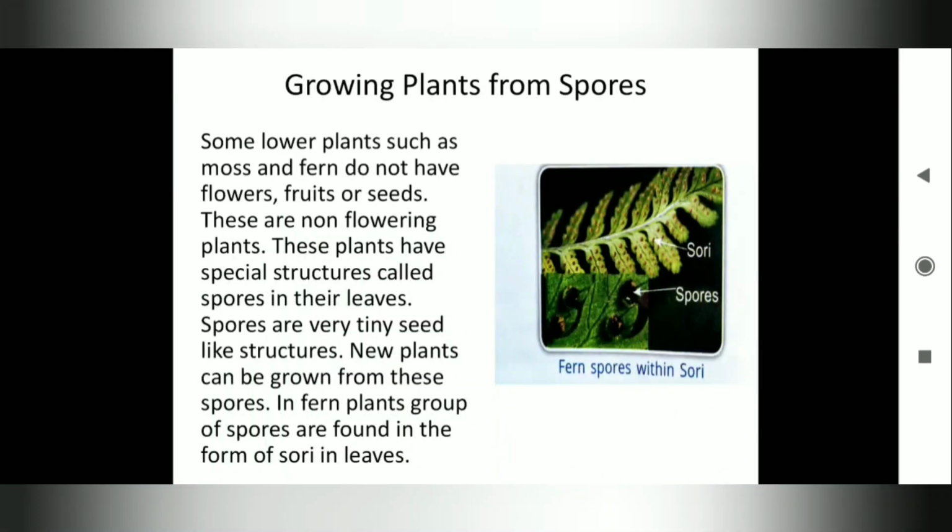Growing plants from spores. Some lower plants such as moss and fern do not have flowers, fruits or seeds. These are non-flowering plants. These plants have special structures called spores in their leaves. Spores are very tiny seed-like structures. New plants can be grown from these spores. In fern plants, groups of spores are found in the form of sori in the leaves. Now you can see small red dots. Actually, they are the spores, which are also called sori.